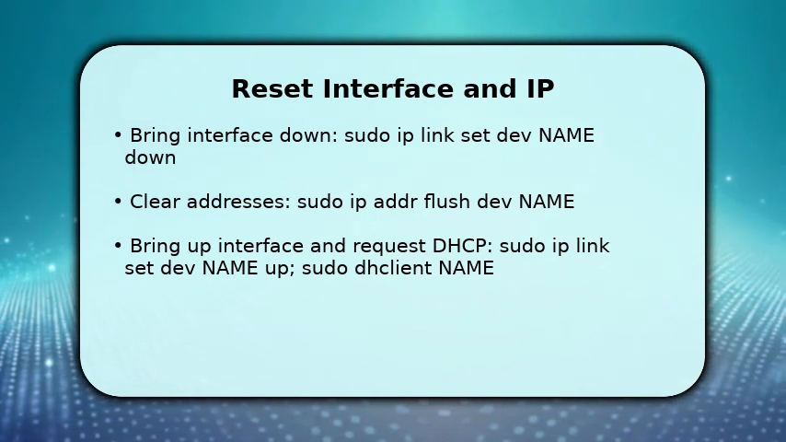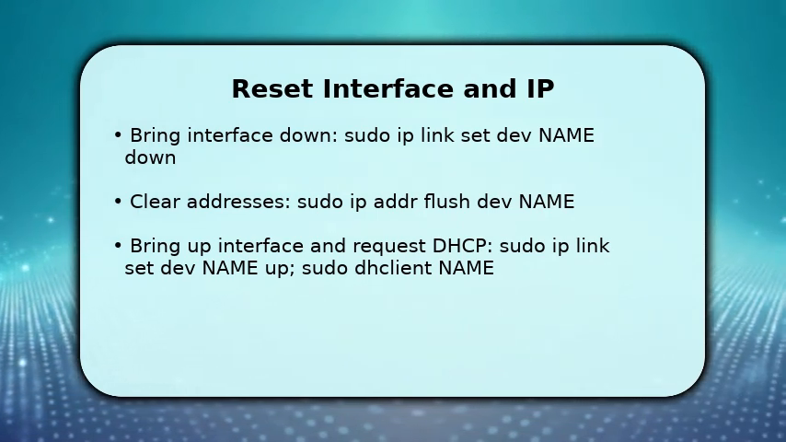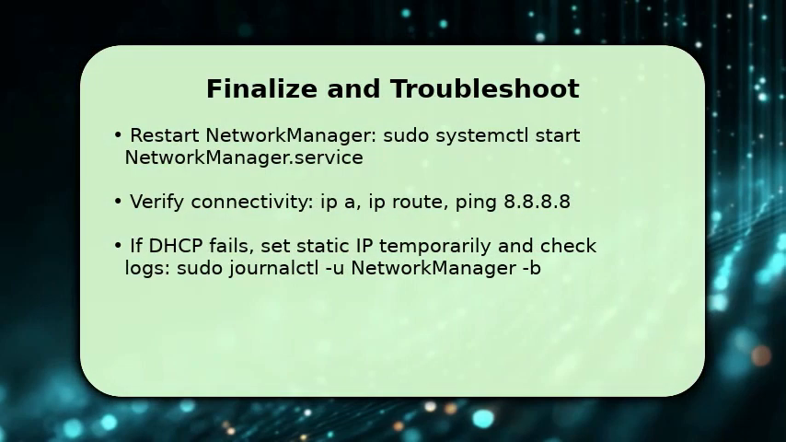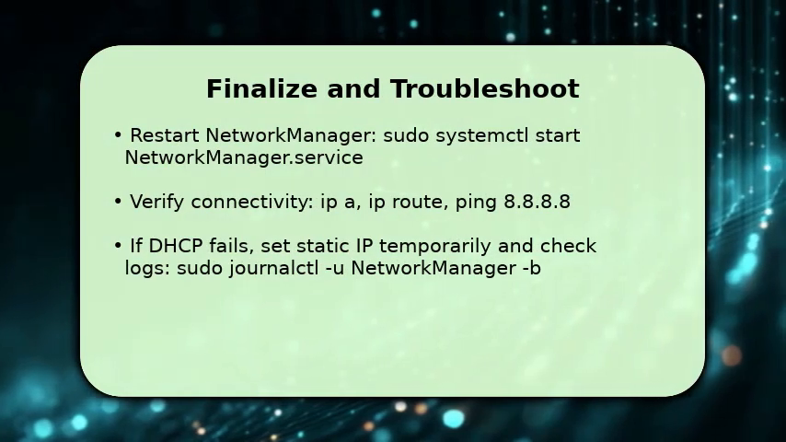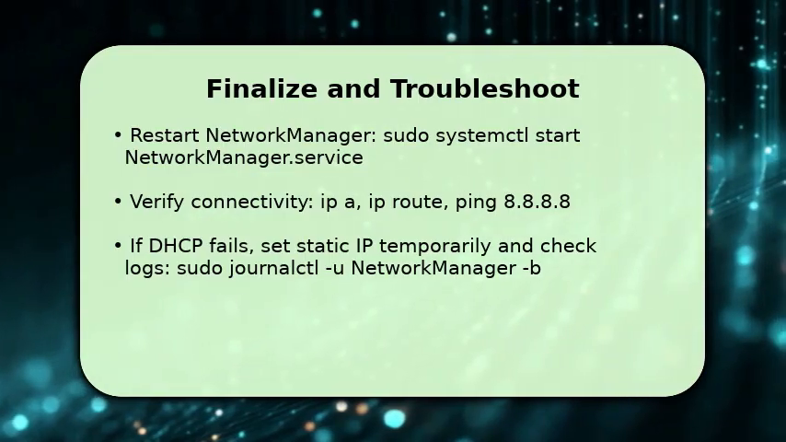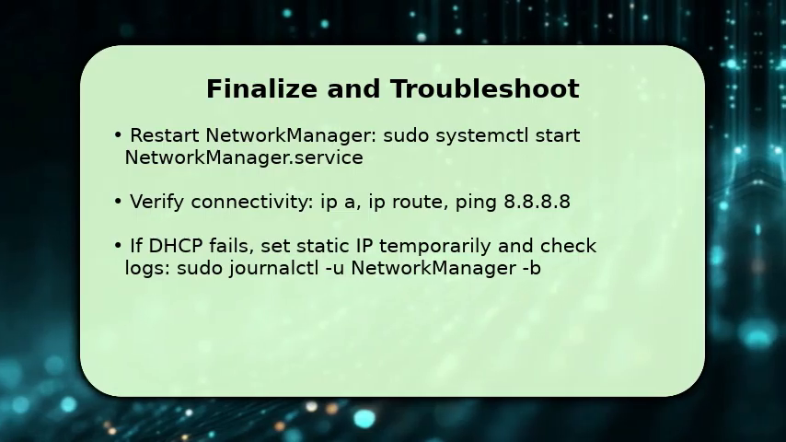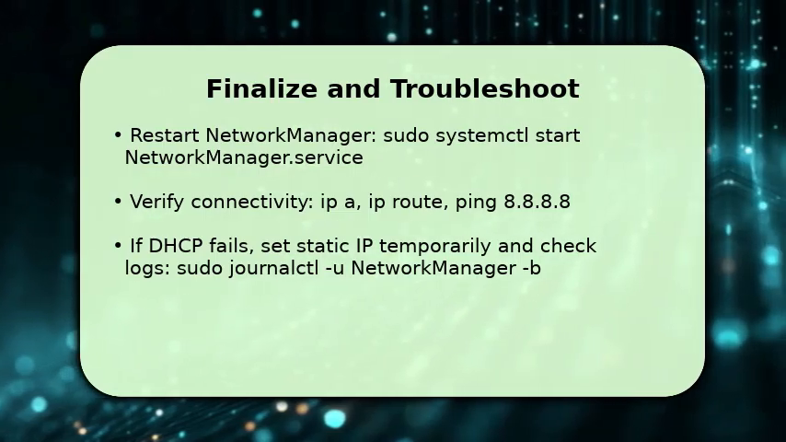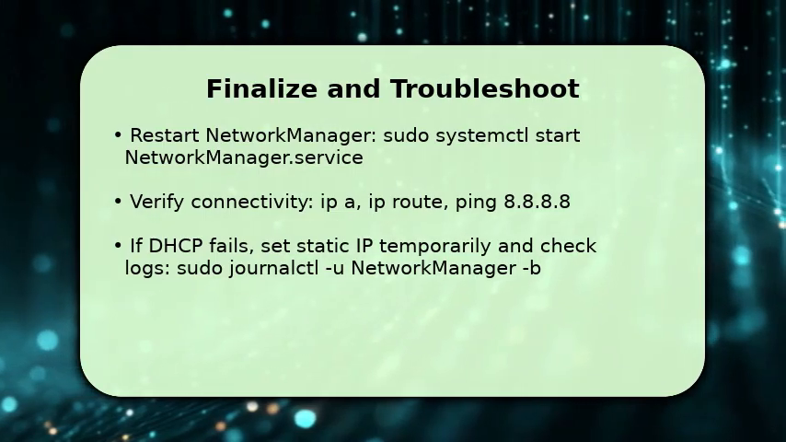Once the interface has a fresh lease, restart NetworkManager with sudo systemctl start NetworkManager service to resume normal management. Verify with ip a and ip route, then ping 8.8.8.8 to confirm external access. This shows whether routing and DNS are functioning.